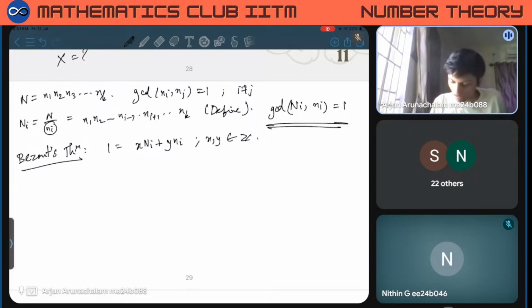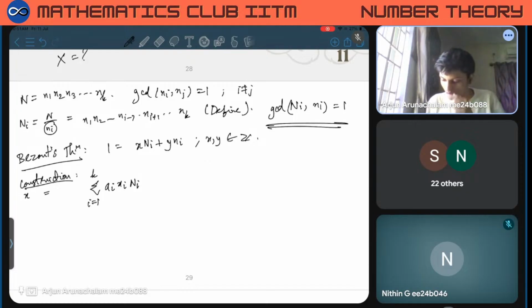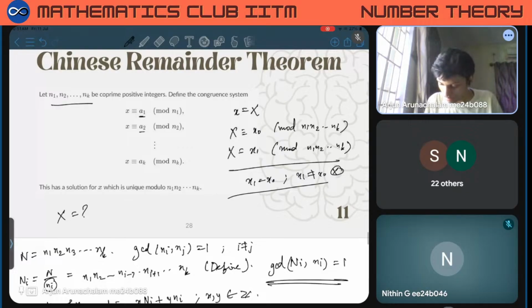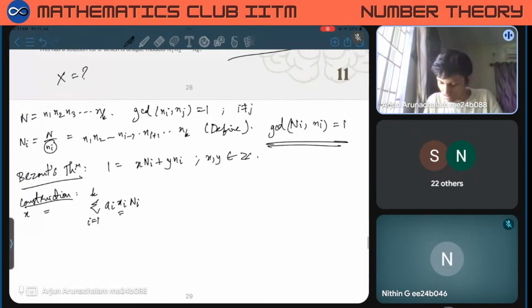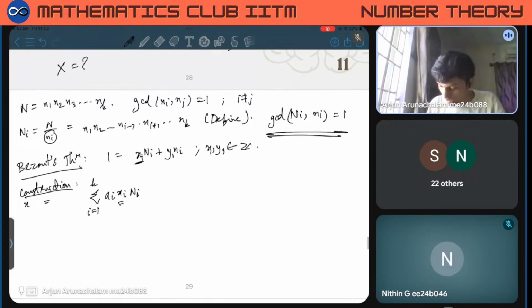So we define the construction: x is equal to the sum of ai, xi, Ni, i running from 1 to k. So ai is just this, and xi is this, written as xi and yi, right? xi is that, and Ni is what we have defined here. So this is the construction, right?